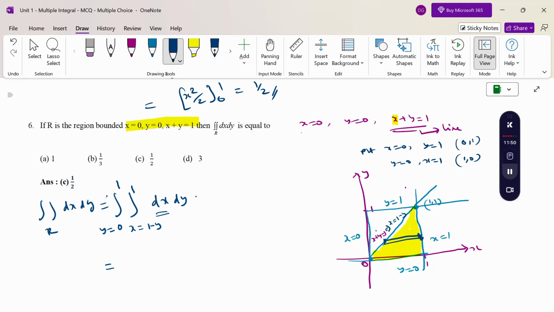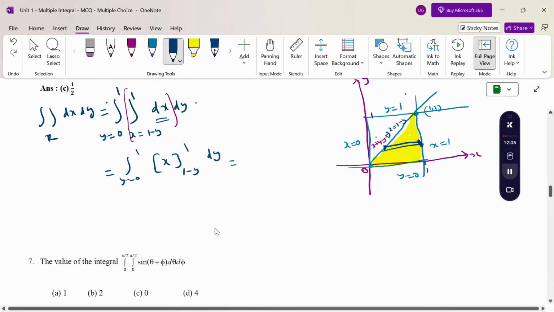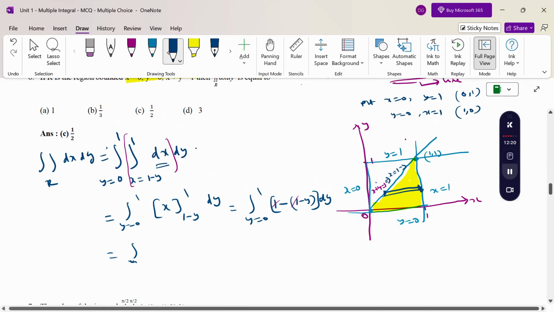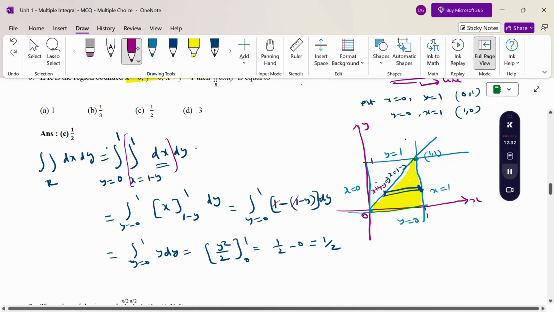So when I integrate first with respect to x, therefore the integral of y from 0 to 1, of the integral of dx, x from 1 minus y to 1, dy. Therefore substitute: y from 0 to 1, 1 minus of 1 minus y, dy. So this 1 will cancel, plus 1 minus 1 cancel. Therefore the integral of y from 0 to 1 y dy, y square by 2 from 0 to 1, 1 by 2 minus 0, upper limit minus lower limit, the answer is 1 by 2, the option is C.